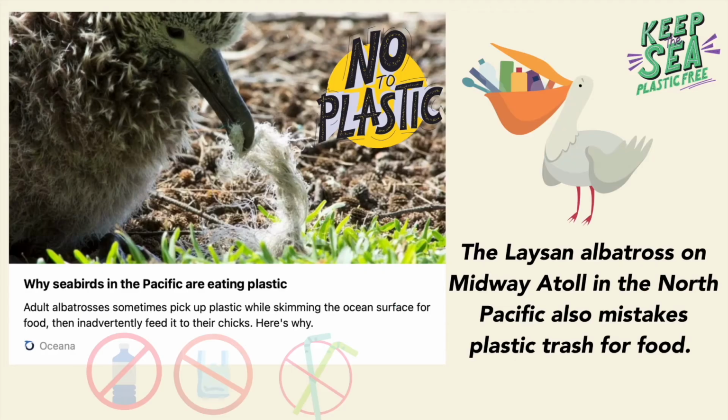Another example, the Laysan albatross on the Midway Atoll in the North Pacific. They also mistake plastic trash for food. And sadly, they bring this plastic food back to their young. And on the atoll, the stomachs of dead birds are found to be full of plastic trash. And the birds starve to death with a full stomach.